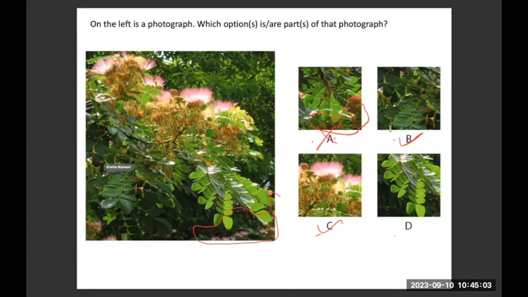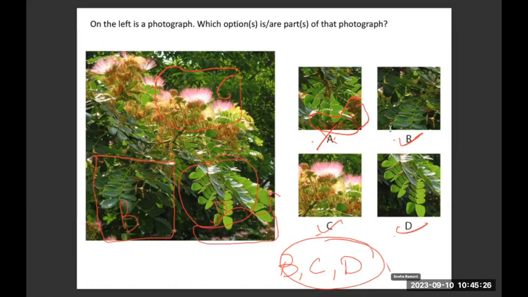B is happening somewhere here. C happens somewhere here. D happens somewhere here. This is C, this is B, and this is D. Okay. So B, C, D are correct. Any doubts, any questions in this?